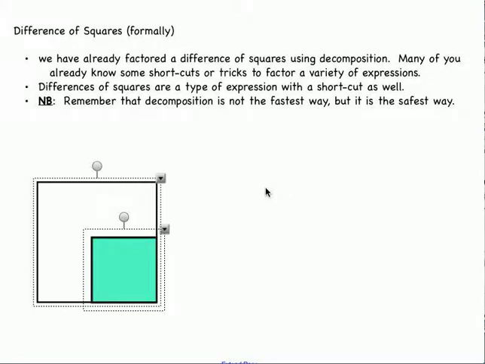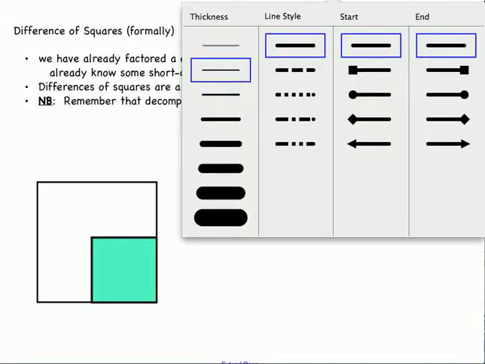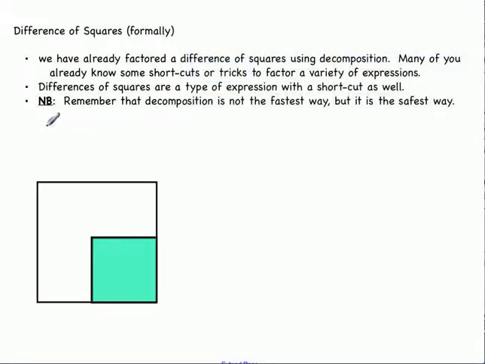Okay, the topic we're going to look at today is difference of squares, but in a different formal sense. We've already looked at difference of squares using decomposition, and that is the type of question that you've seen before where it looks like this: x squared minus, say, 4. x squared minus 4.